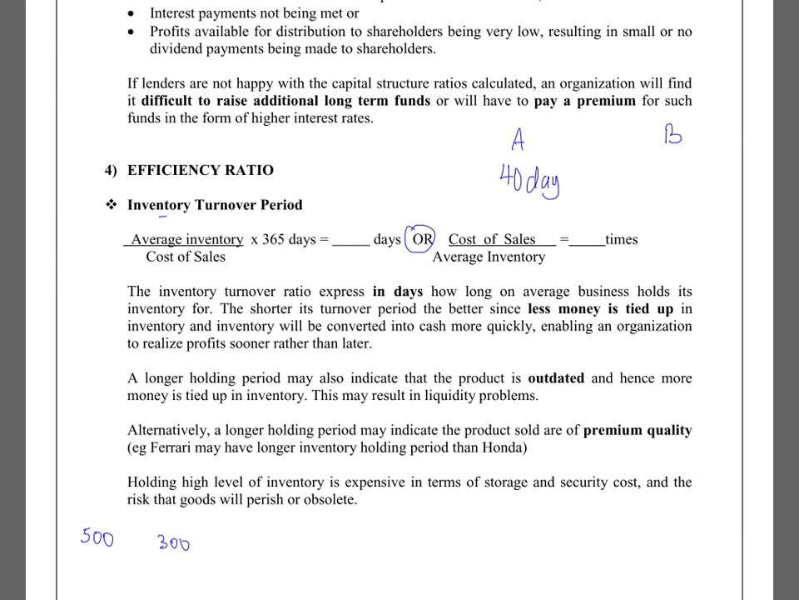3,006 plus 250. 3,002 divided by 88 times 365. 62 days.